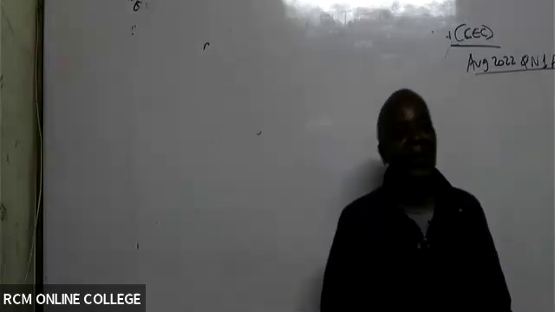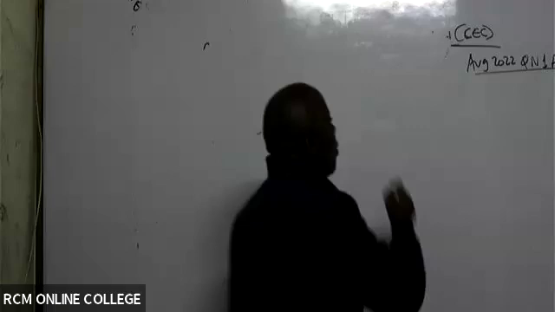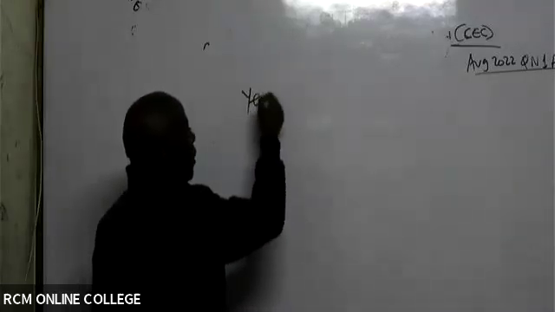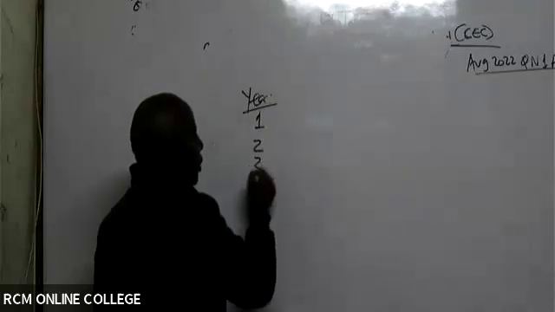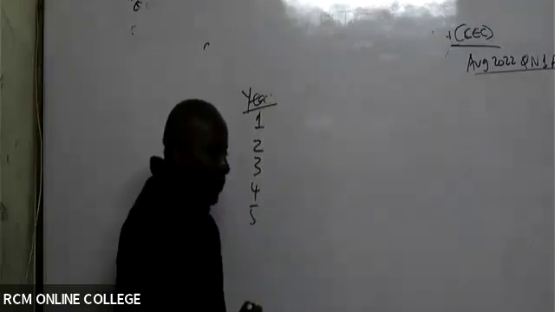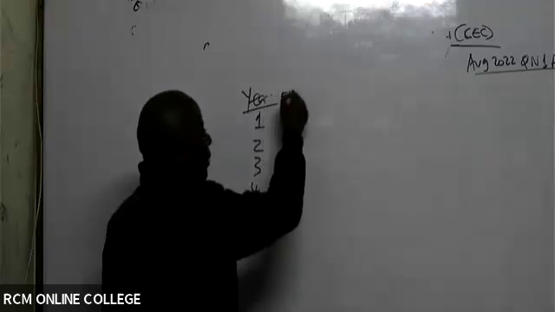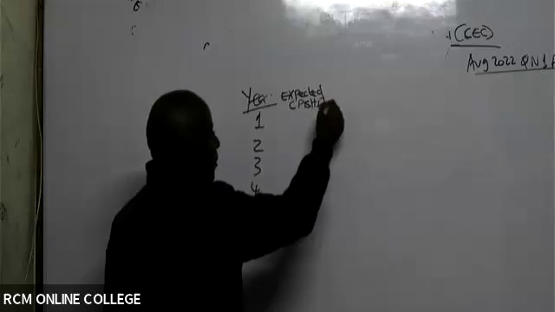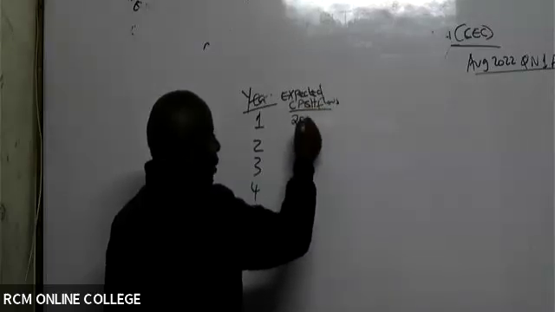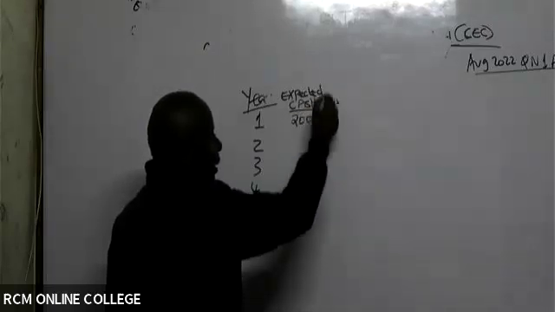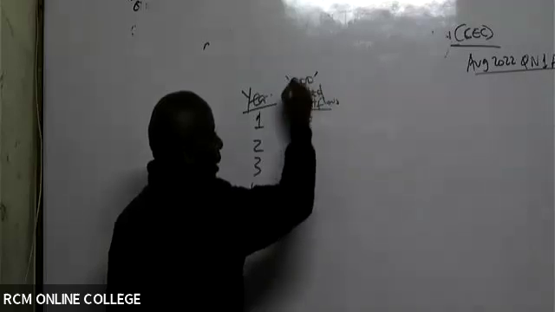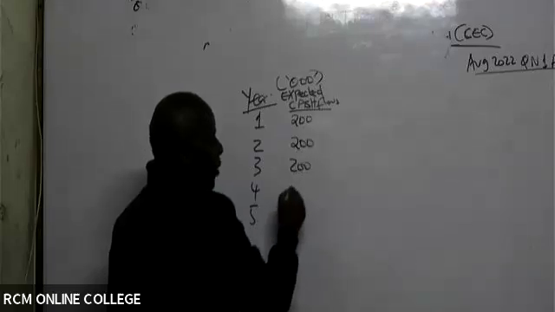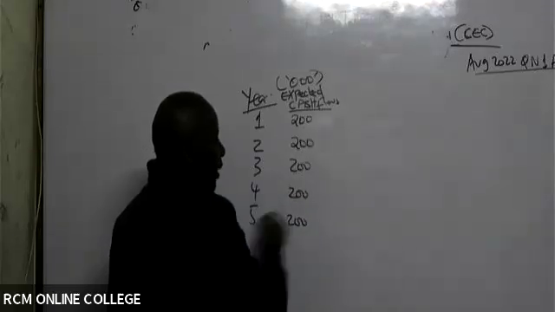But a student who has been in my class will be able to celebrate here. What we'll do is write years 1, 2, 3, up to year 5. Have they given me expected cash flows? Yes, they have. So 200,000, and we cut the three zeros, in shillings thousands. So it is 200, 200, 200, 200.